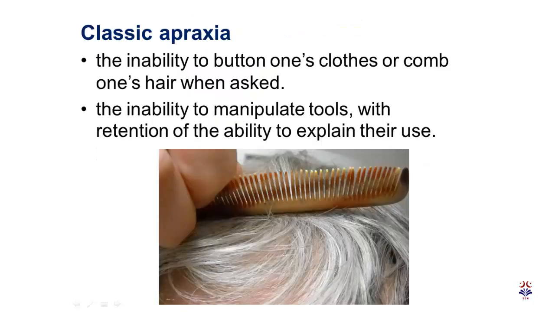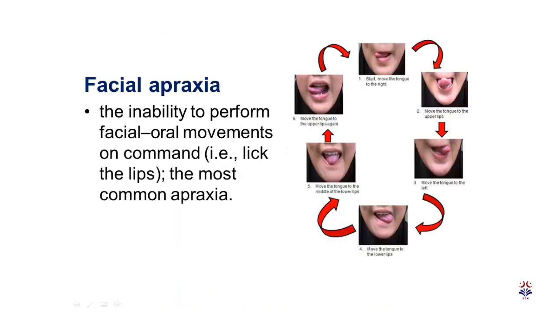Here is the classic apraxia, inability to button one's clothes or comb one's hair when asked, the inability to manipulate tools with the retention of the ability to explain their use. Then facial apraxia, this is the inability to perform facial oral movements on command. For example, if we ask to lick the lips. The most common apraxia is the facial apraxia. Here are the different movements which are asked to do.